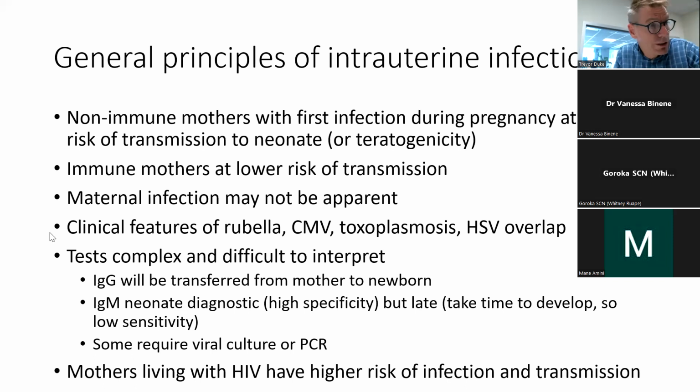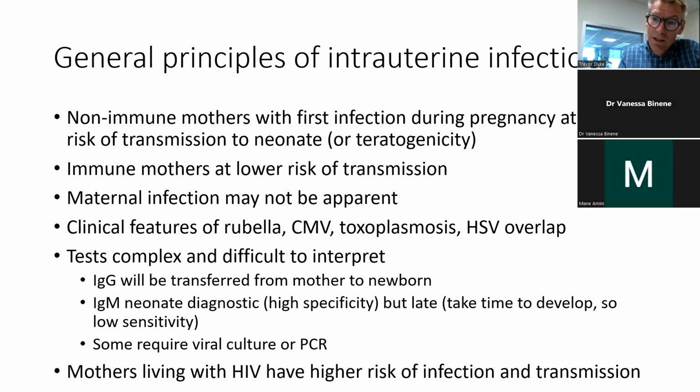The other general principle is that many of the features, as I showed in that diagram before, many of the features of rubella and cytomegalovirus and toxoplasmosis and herpes viruses, they overlap. And it's often very difficult to tell them apart, to make a distinction without doing special tests. Whereas those special tests are really complex.